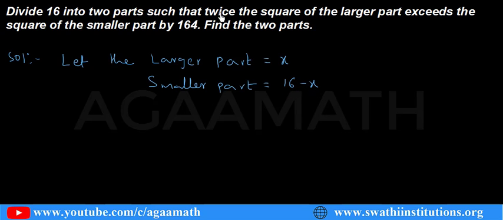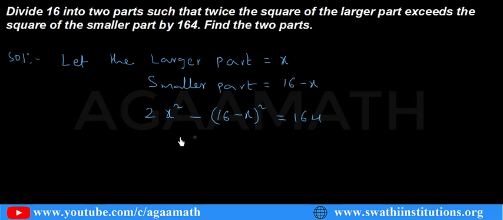Now the condition given is twice the square of the larger part. Twice means two times the square of the larger part. Here we have taken the larger part as x. So twice the square of the larger part exceeds the square of the smaller part, so 16 minus x whole square. Exceeds means the difference. The difference of these two will be equal to 164.